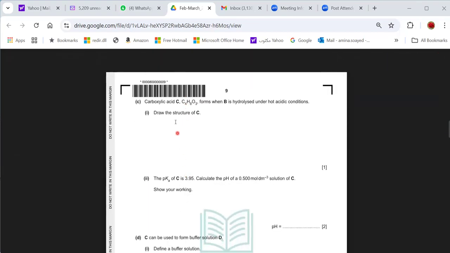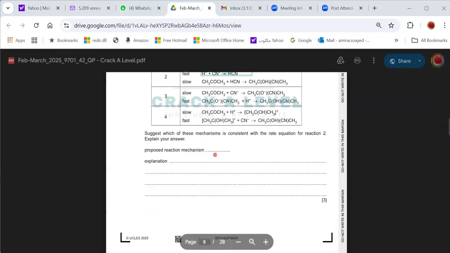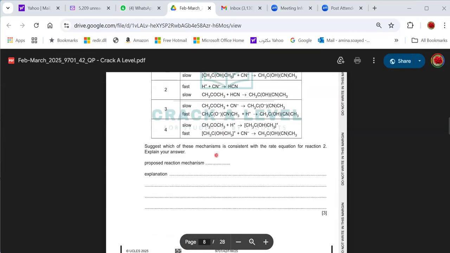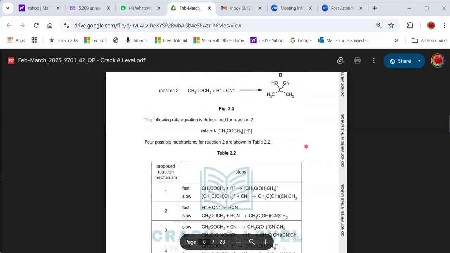Now they said that carboxylic acid C, so we have here B, which was the hydroxynitrile.